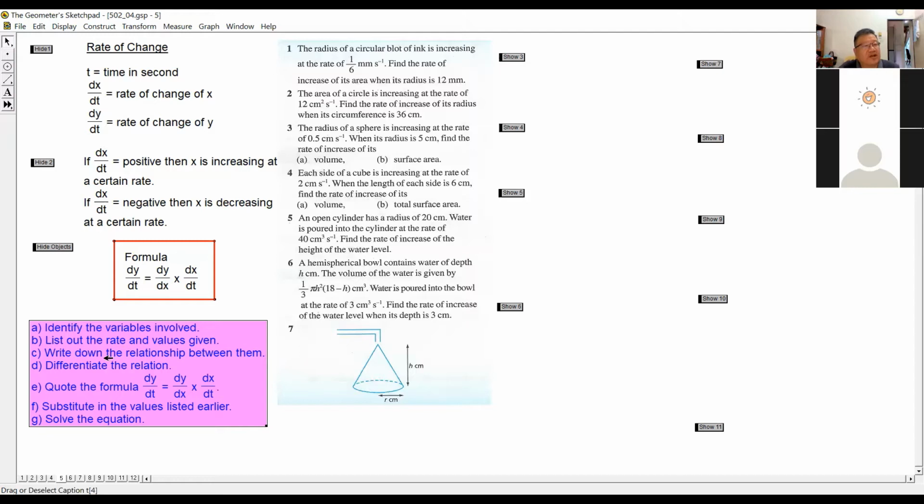After you write down the relationship and differentiate it, then you quote the formula. Quote the formula means you copy down this formula in your answer: dy over dt equals dy over dx times dx over dt. Now, in this case, when you're talking about the area and the radius, instead of y, what must you write? You want to find dA. Correct. So you write down dA over dt. Since this is A, here you write dA, then the bottom is what?